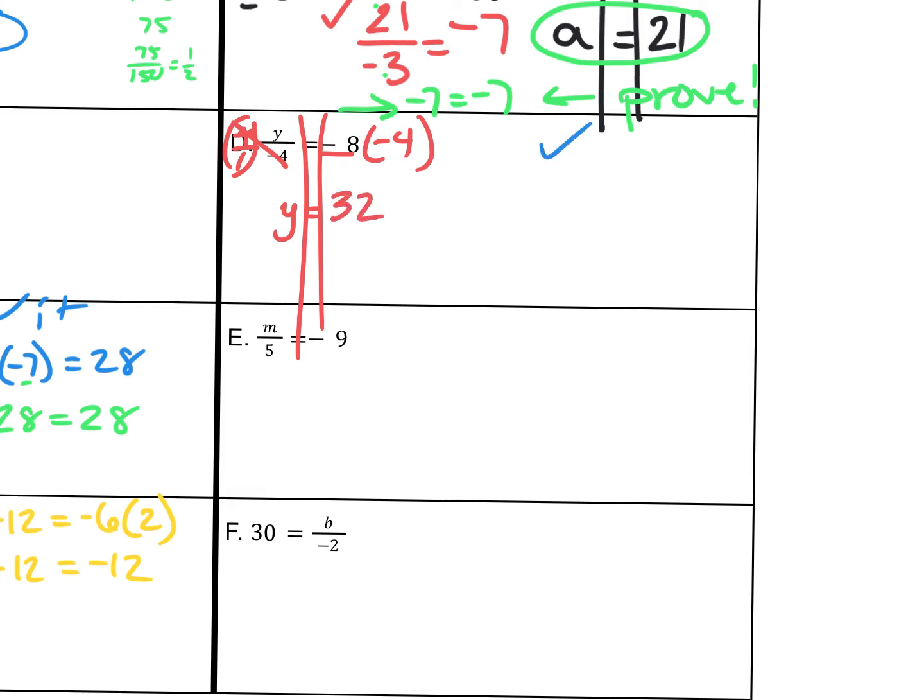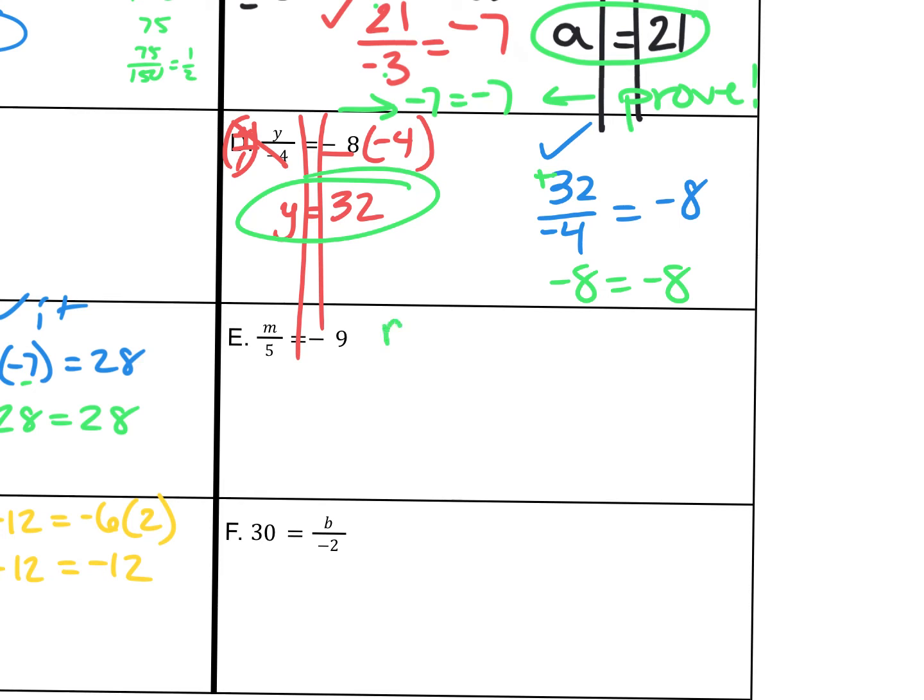I'm always going to check my solution. So I think that 32 divided by negative 4 should equal negative 8. And a positive divided by a negative is a negative. They do both equal negative 8. So that makes my equation true.